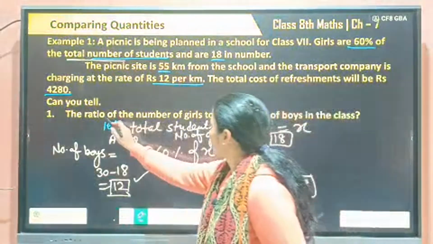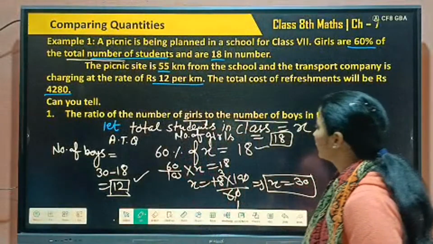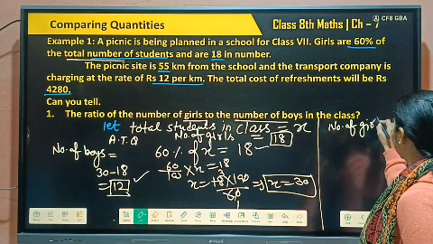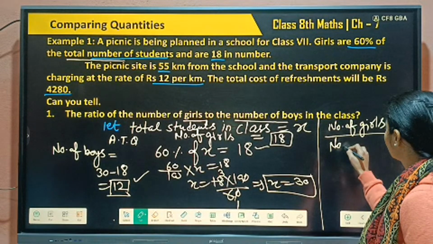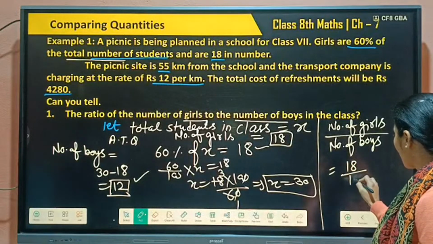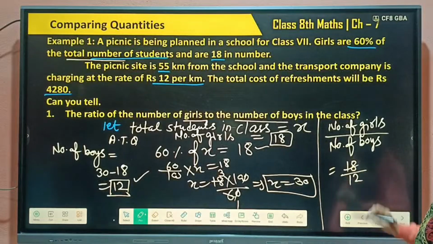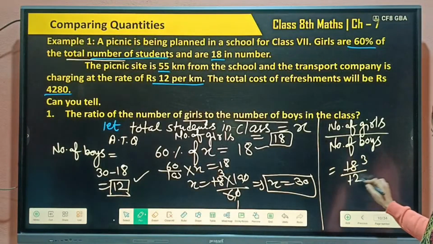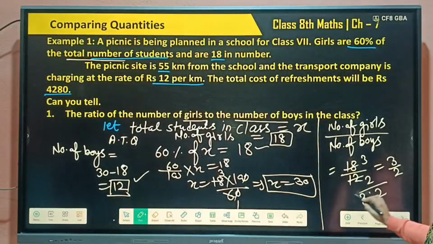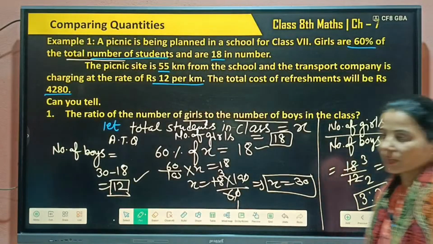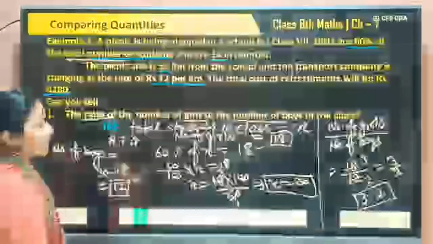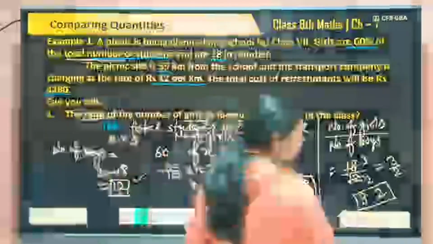So we need to find out the ratio of the number of girls to the number of boys. Number of girls are 18 and number of boys are 12. Now cancel. 6 3s are 18 and 6 2s are 12. That is 3 by 2. If in ratio you want to write, then it will be 3 is to 2.